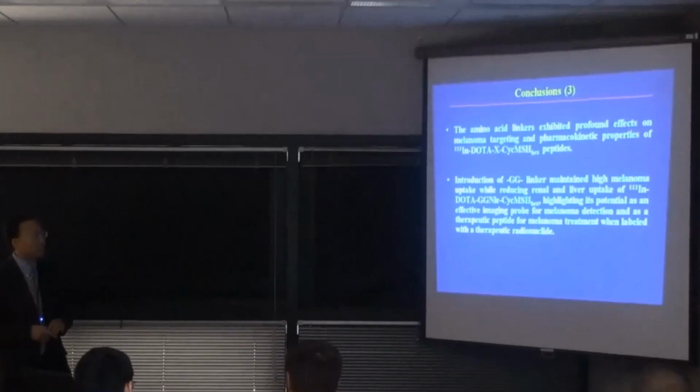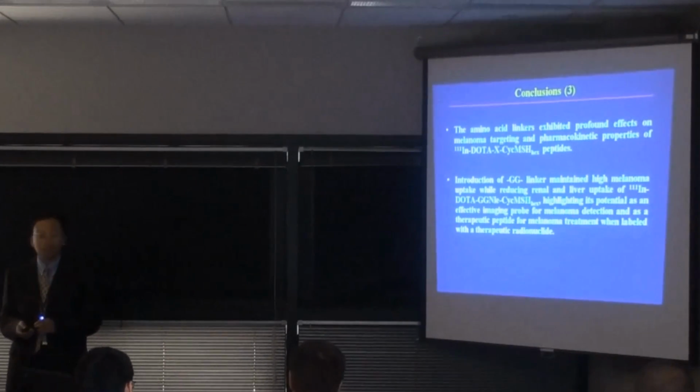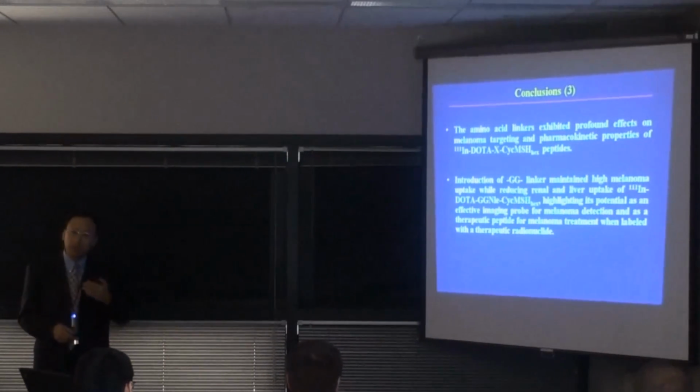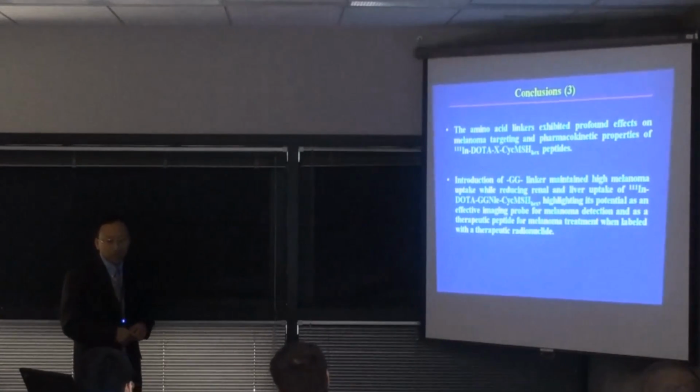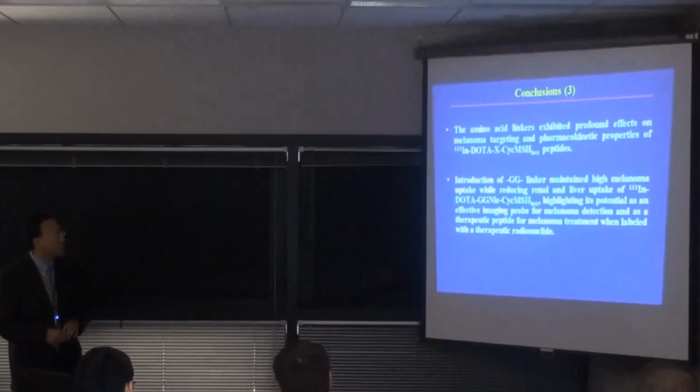Amino acid linkers exhibited profound effects. If you look at the peptide with the glycolide linker or without the glycolide linker, you can easily see that by inserting the amino acid linker, you can further decrease the renal uptake as well as the liver uptake.